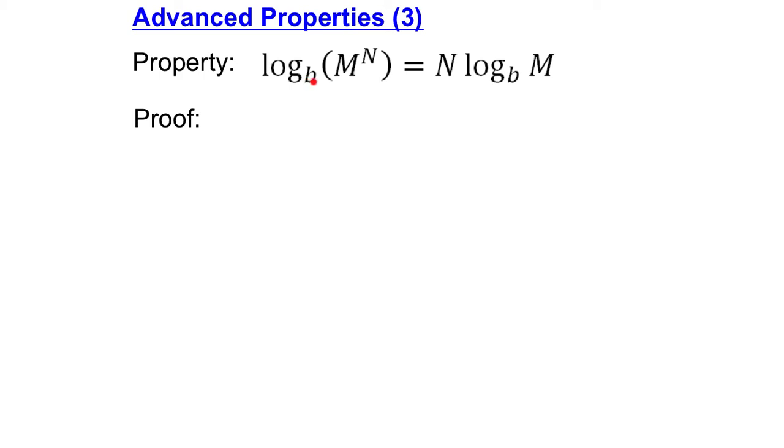So log base b of m to the exponent n is the same as n multiplied by log base b of m. So notice what happened here. This exponent, instead of being in the exponent, it now moved in front as a coefficient. Okay, so we're going to prove why this is true. I'm going to start by letting log base b of m equal some number a, just to simplify. So I can rewrite this statement in exponential form, b to the exponent a equals m.